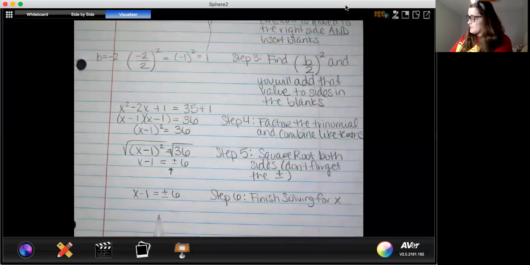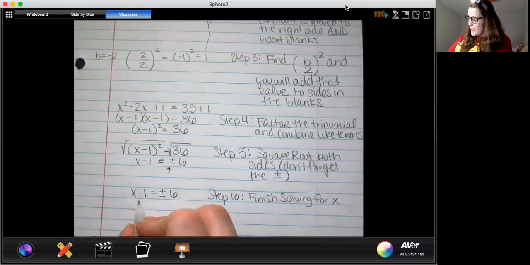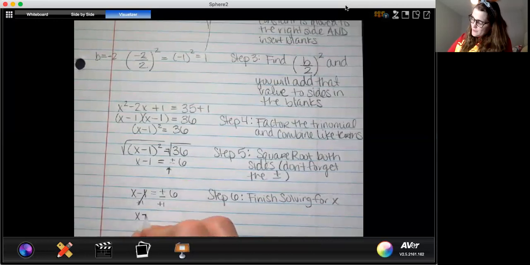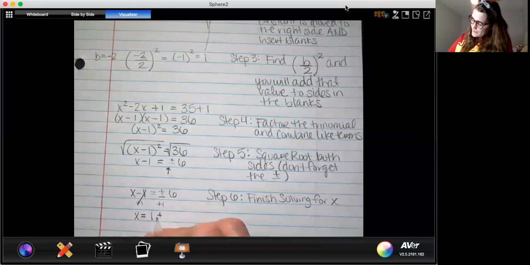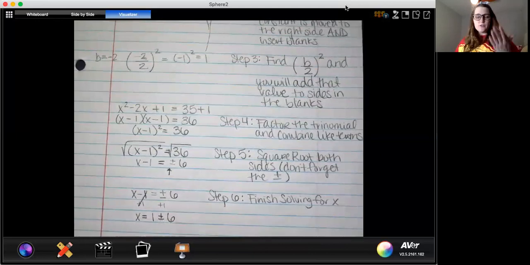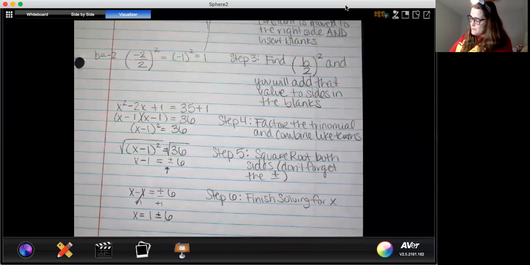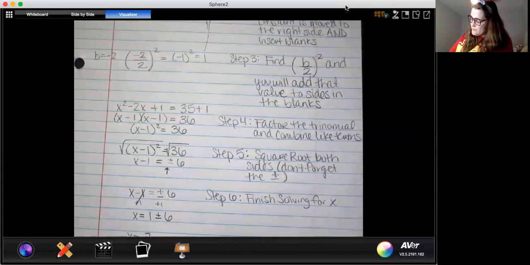At this point, to finish solving for x, I would need to add 1 to the other side. Now, how does that work when you have a plus or minus? Technically, that means I would get 1 plus or minus 6. So plus or minus means that I have 2 options. And so you just have to consider the 2 options. So we take it part by part. So 1 plus 6, well, that would be 7. 1 minus 6, that would be negative 5.